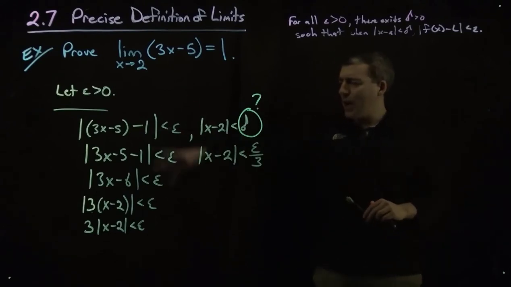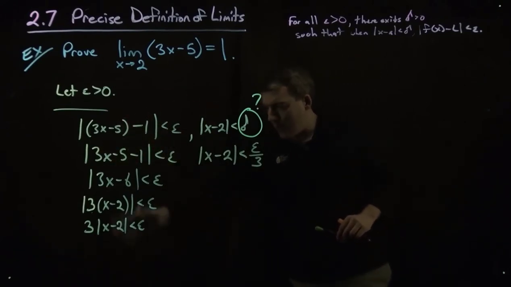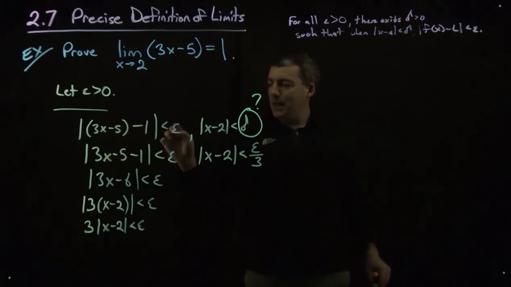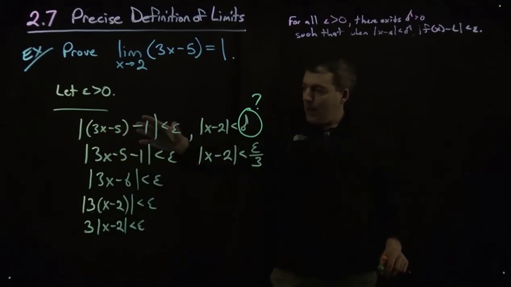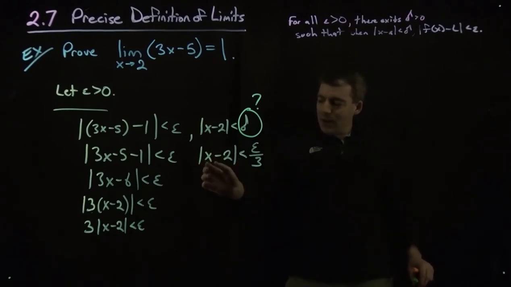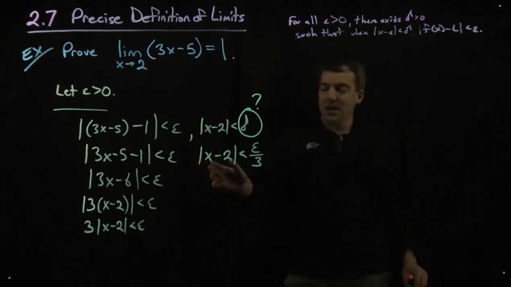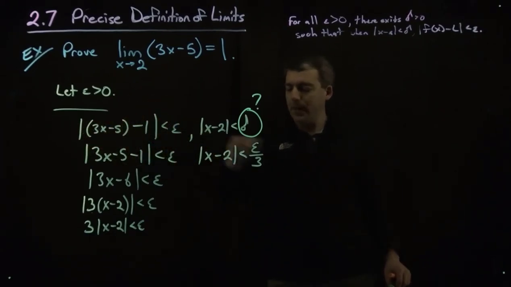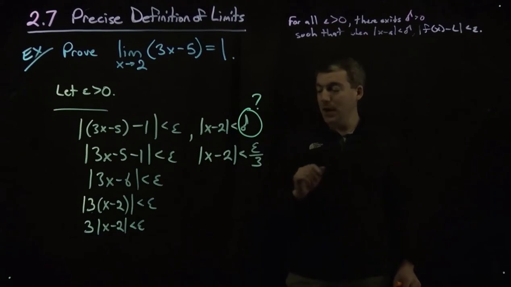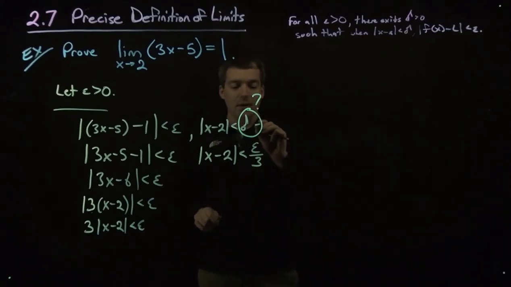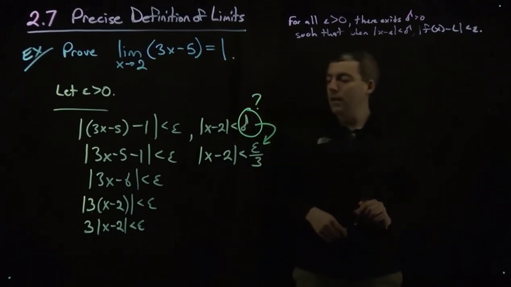All right, let's go back over this string of inequalities here. We started with the function minus the limit being less than epsilon, and we have simplified it down to where we see how close the x value has to be to 2 to get this to happen. And we see that it's epsilon over 3. That's our delta. So this is our delta.